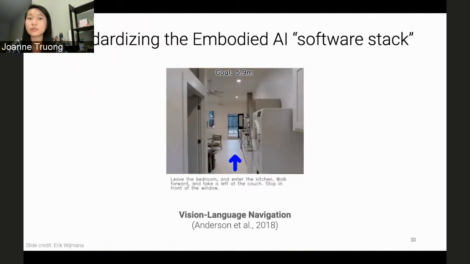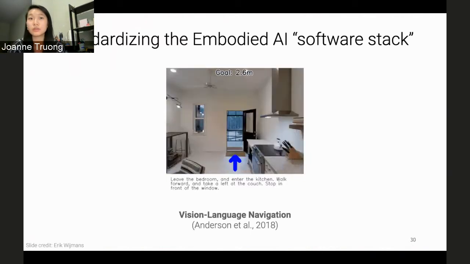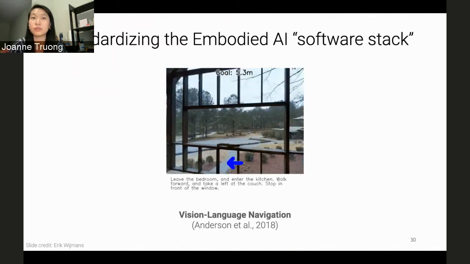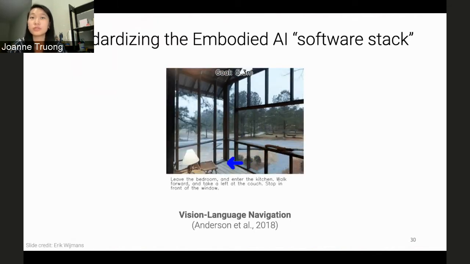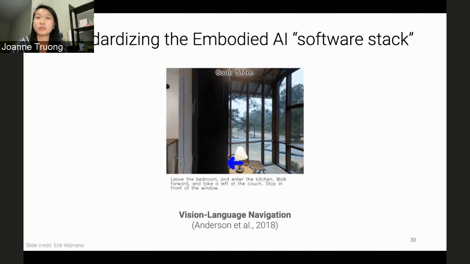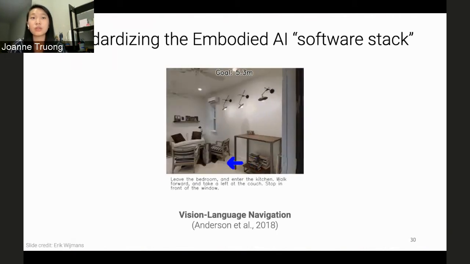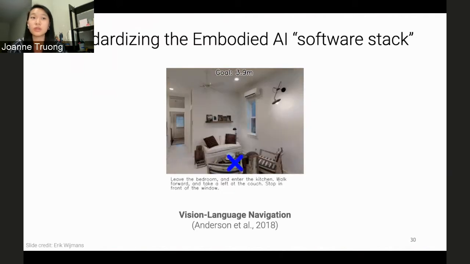Another example task is vision and language navigation. Here the agent is given a natural language instruction, and the robot would have to follow these instructions in order to get to the final location that it wanted to go to. So in this example, the instruction was leave the bedroom and enter the kitchen, walk forward and take a left at the couch, and so on.